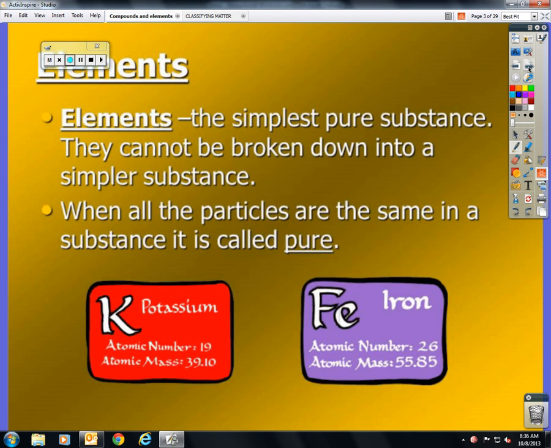Alright, so the definition of elements. It says an element is the simplest pure substance. It means that everything inside an element is exactly the same. So all the atoms would be exactly the same for that element. Potassium would have atoms that are all the same for it, and iron would have different atoms that are all the same for it.